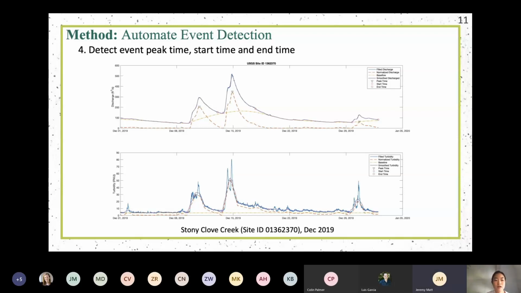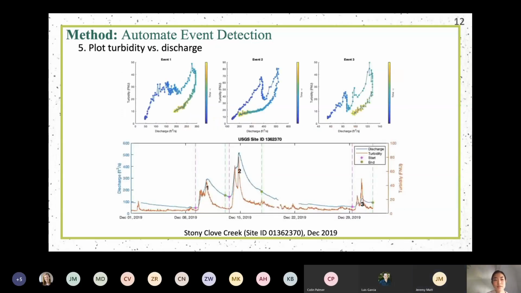Now I have the events from both discharge and turbidity time series. I want to compare them to then decide on the finalized start time and end time of the events. Once that is done, I'm going to plot the turbidity against the discharge for each of the events, which will give me the hysteresis pattern.